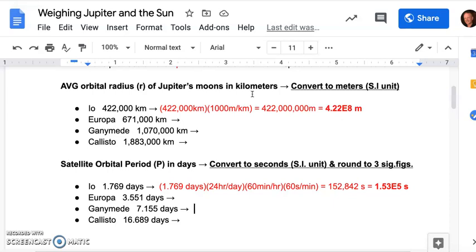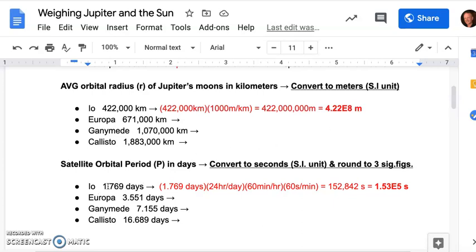Okay, we're going to just talk about how to calculate the mass of Jupiter based on the orbit of its moon Io. So Io orbits Jupiter with an average radius of 422,000 kilometers. There are 1,000 meters in a kilometer, so if you multiply by 1,000, canceling out the units of kilometers, you get 422 million meters, or 4.22 E8. That's times 10 to the power of 8 meters. That's the average orbital radius of Io from the center of mass of Jupiter.